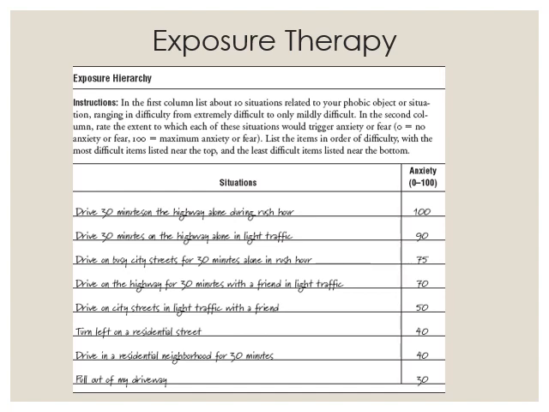So here's an exposure hierarchy for somebody who is afraid of driving, is afraid of being in a car. And the gradation is flipped on this one. So at the bottom is the least feared situation, which is pulling out of my driveway in a car. And that has an anxiety rating of about 30. And then driving in a residential neighborhood, where presumably driving is a little bit easier, for 30 minutes is like a 40.